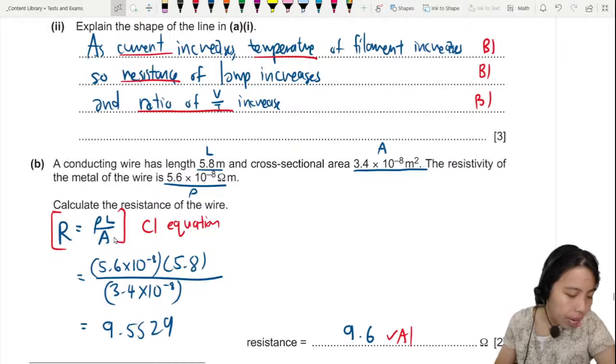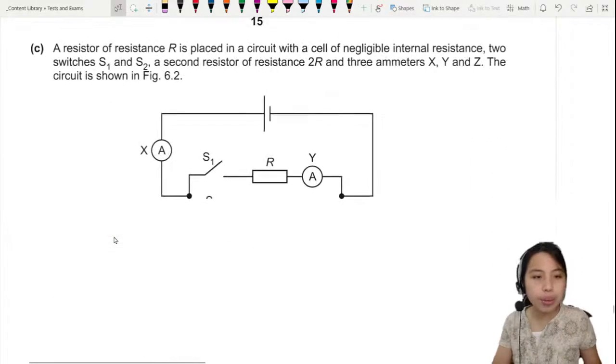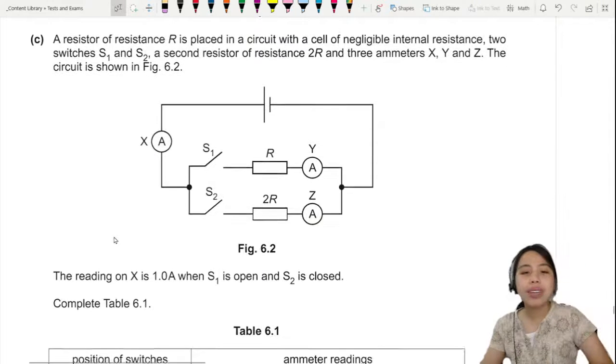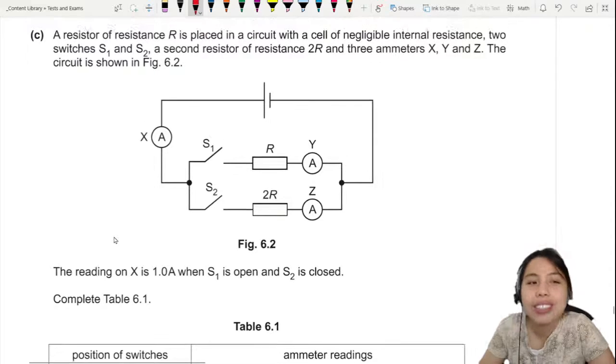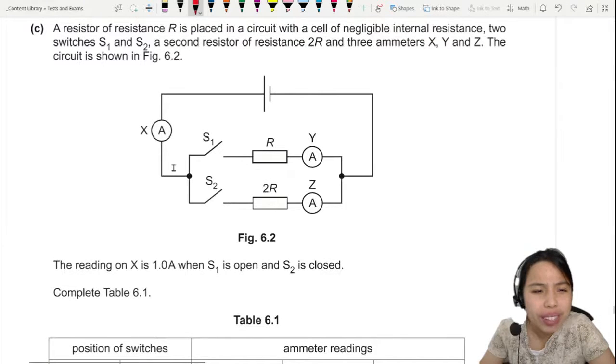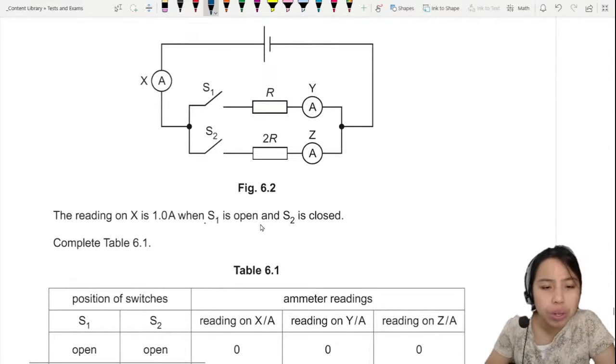Okay, last part of this circuit question. This one is where things get interesting. Circuit analysis. Circuit changes. So, a resistor of resistance R is placed in a circuit with negligible internal resistance. Two switches and 3 ammeters. Circuit is shown. The reading on X is 1A when S1 is open and S2 is closed.